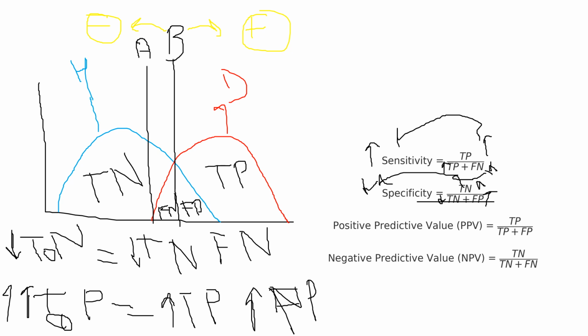Okay, the total positive again has increased, true positive increased, false positive increased, but the true positive increase is more than the false positive increase. That would lead to a decrease in the positive predictive value. Total negative has decreased, true negative decreased, false negative decreased, and this would lead to an increase in the negative predictive value.